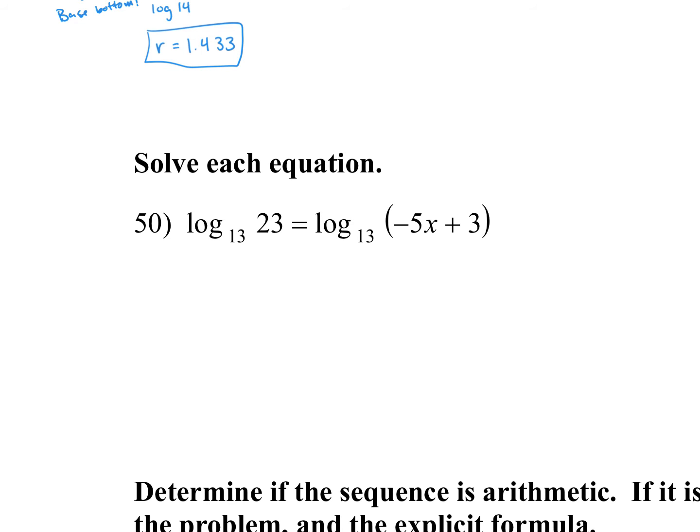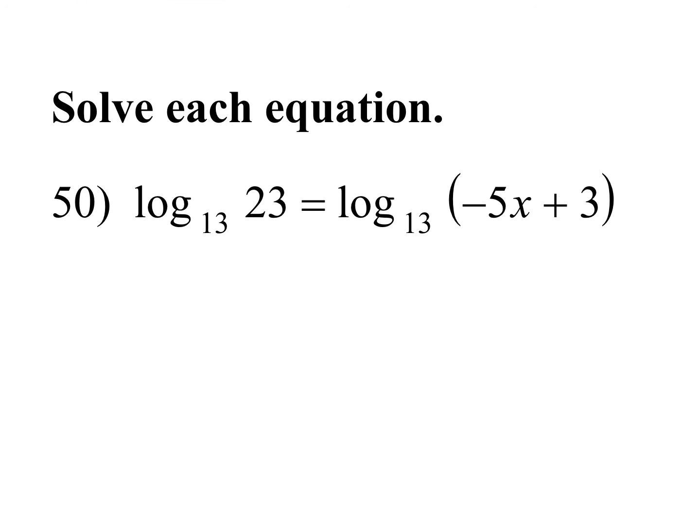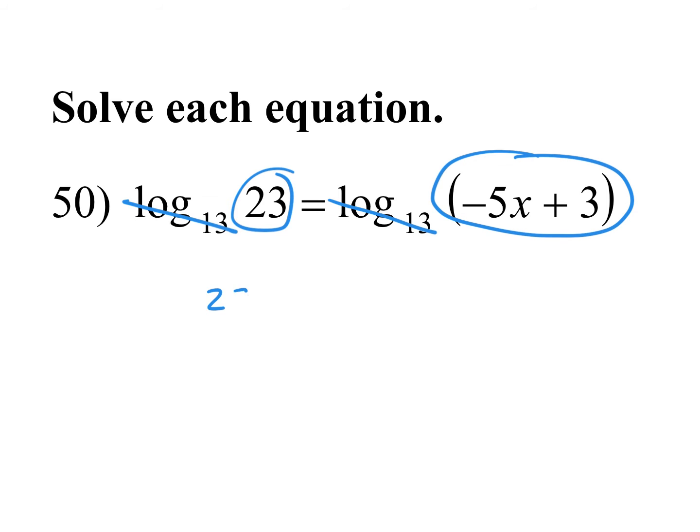All right, so looking at 50. If you have a log is equal to a log, what can we do? Just cross them out. And then we set the rest of it equal to each other. So 23 gets equal to negative 5x plus 3. And then we solve for x.